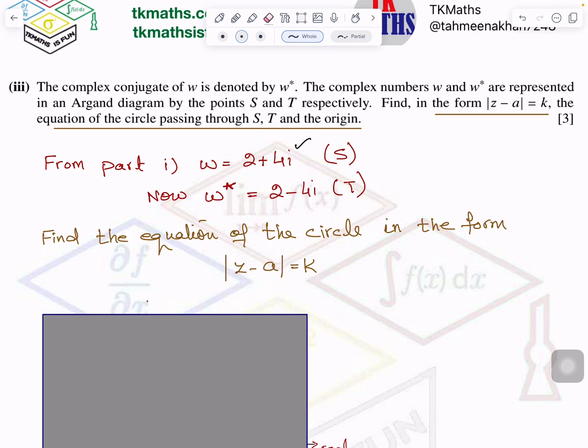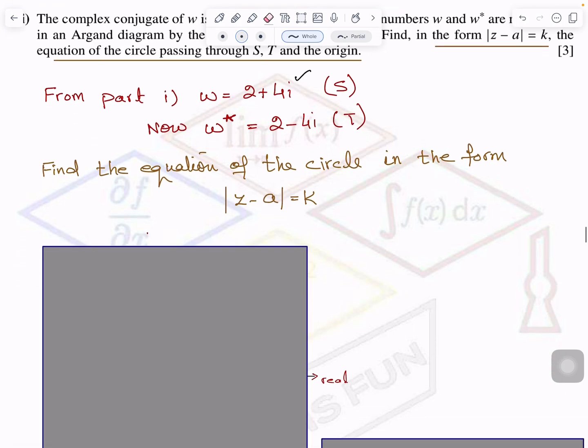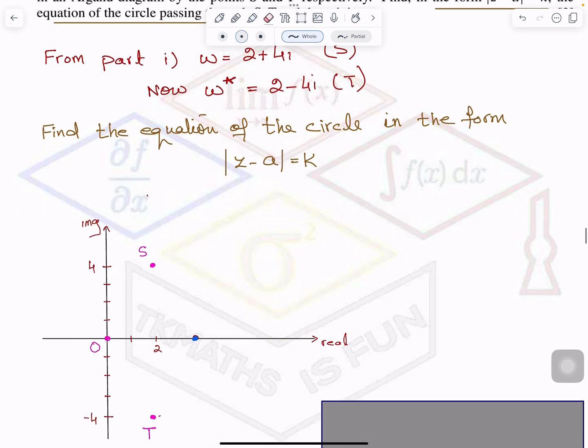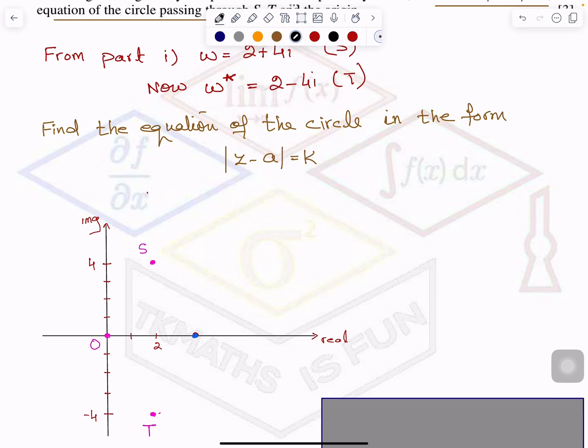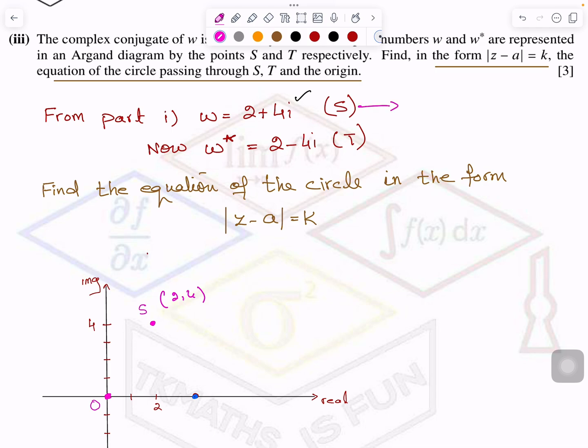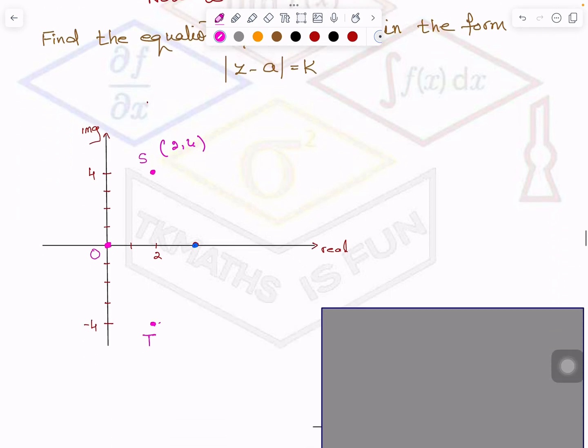The first part of the question is saying the circle is passing through S, T and O. So let me mark these points first. I have marked the points here for you. I have not completed the circle. So this is the origin. S is basically 2, 4, which I got from here, the x coordinate, real and imaginary. Similarly, from here I got 2, minus 4, which I have marked here.